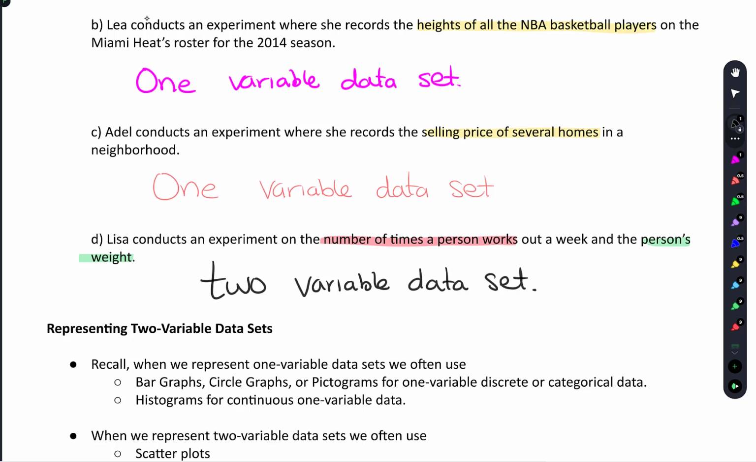So welcome back. I went ahead and solved both of those problems. In C, we were only looking at the selling price of homes in one neighborhood. So that told us that we were only dealing with one piece of information, so it would be a one variable data set. And in D, we were looking at the number of times a person works out and that person's weight. So we are going to put that information together, which means that we have two pieces of information. So it's a two variable data set.